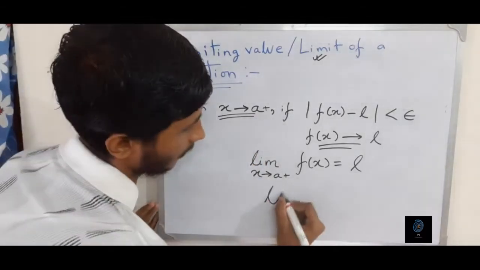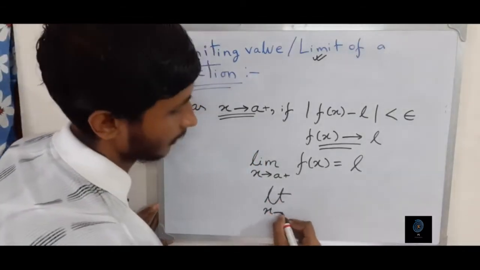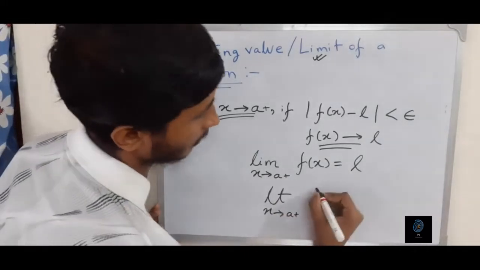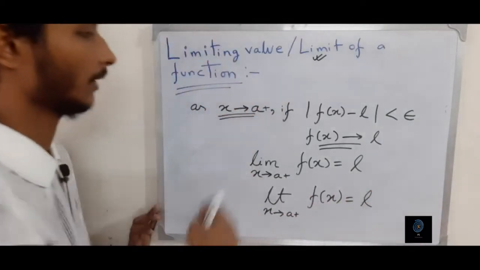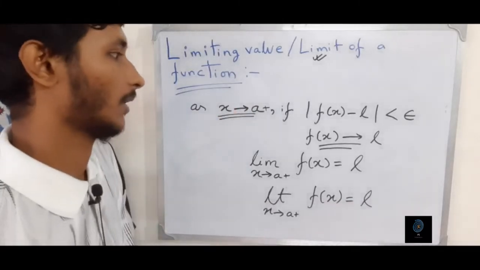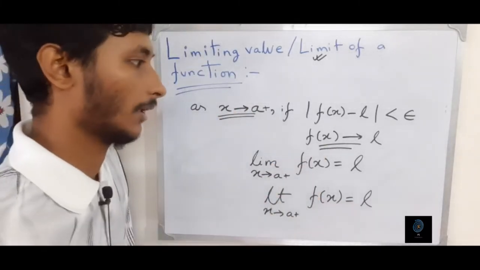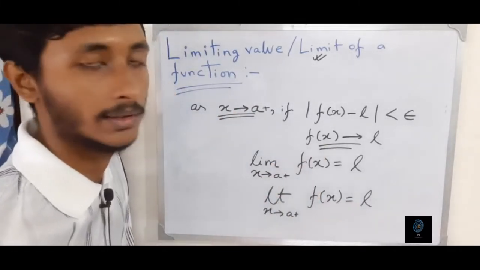There is another notation, LT x tends to a plus f(x) equals L. That is when x approaches a from the right hand side, if we see that f(x) is approaching a value L, then we write this.